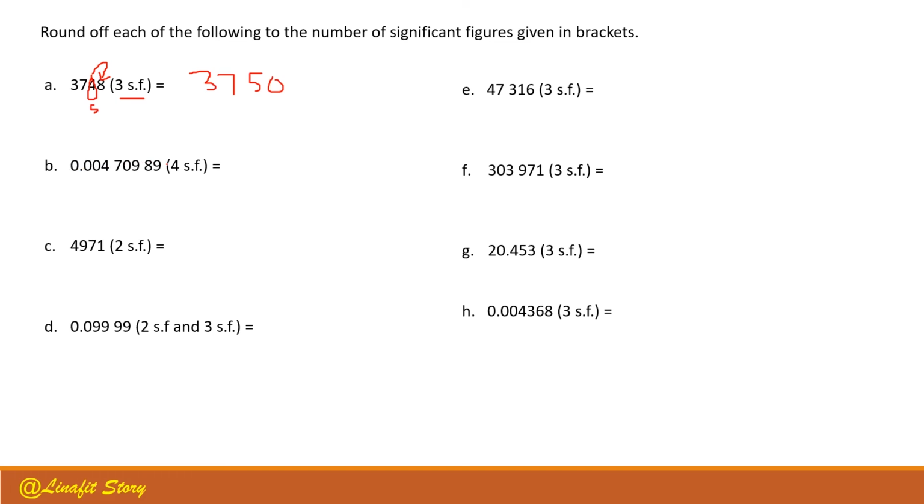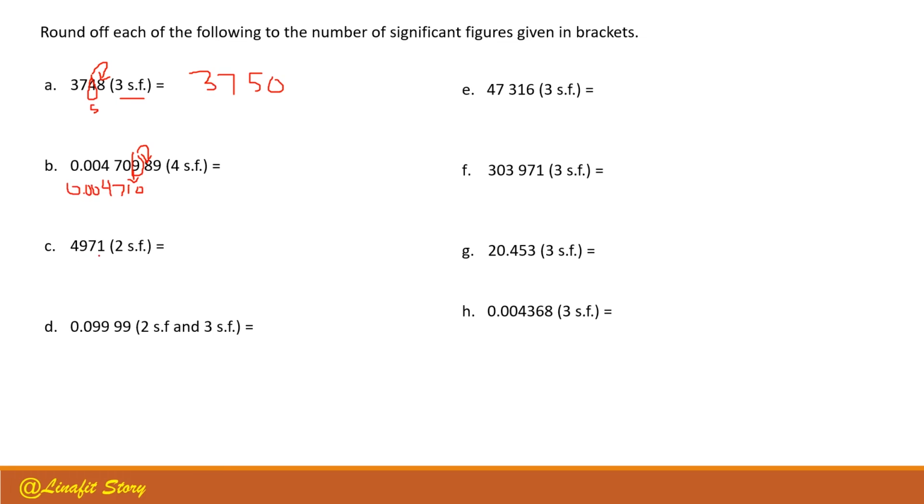Next, 0.00470989 to four significant figures. So the answer is, you don't need to count the zeros here. So 1, 2, 3, 4. So round up. So the answer is 9 plus 1 is 10. The answer is 0.004710.